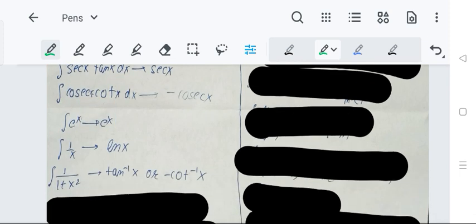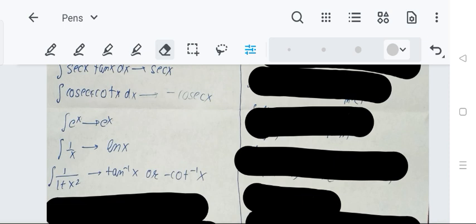Moving on, another most important and most commonly used term is that integration of 1 upon x is ln of x. In this video, if I use ln or if I use log, it is all with base e.